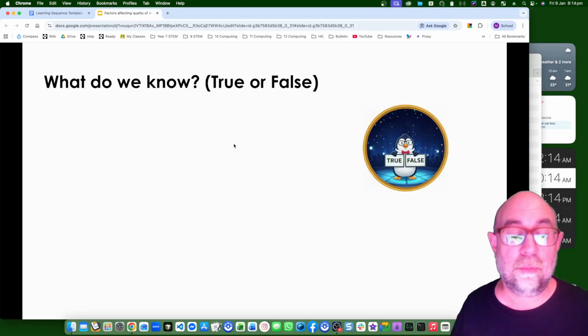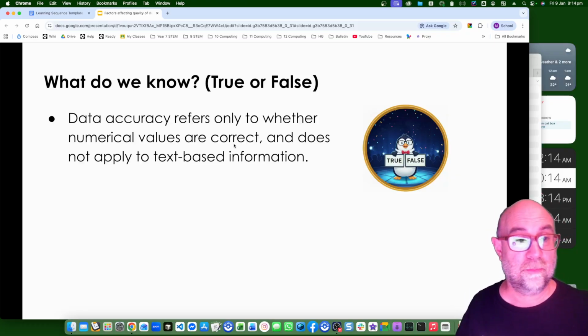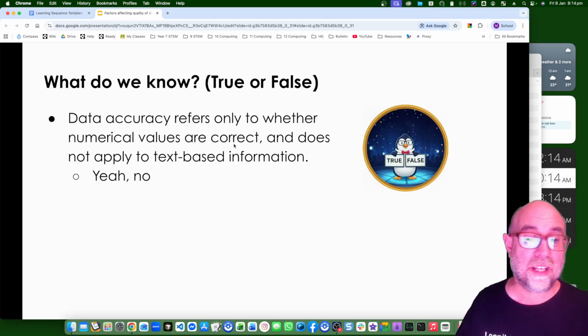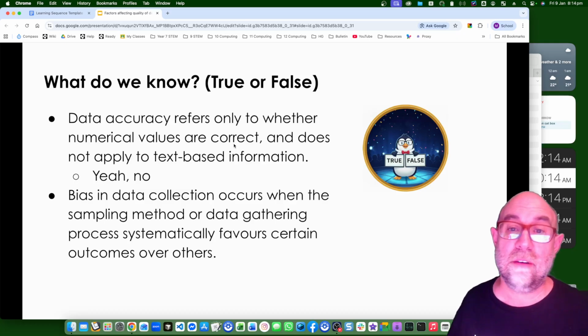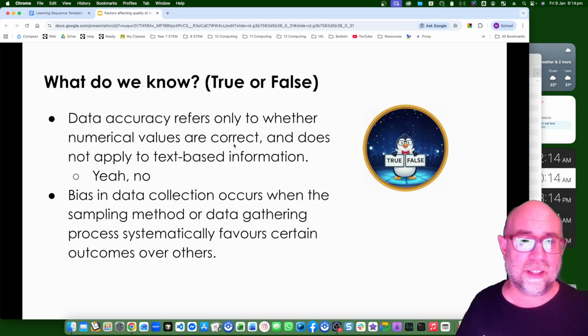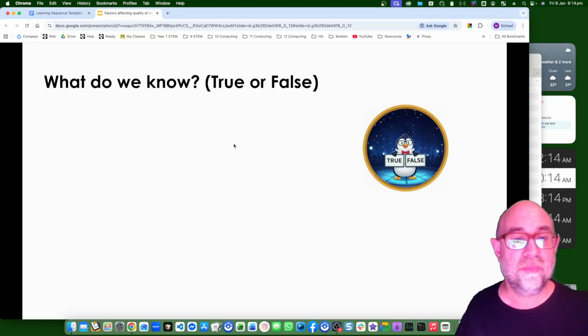Okay, let's finish up with some true or false questions. Data accuracy refers only to whether numerical values are correct and does not apply to text-based information. Well, that's false. Bias in data collection occurs when the sampling method or data gathering process systematically favours certain outcomes over others. Yeah, that's literally what bias means.